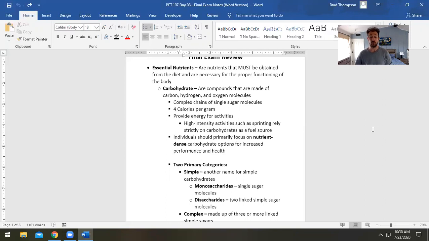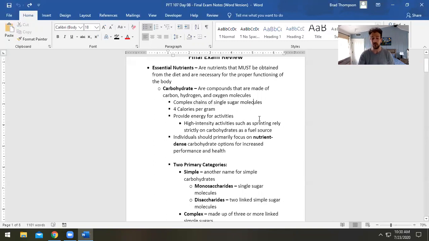So first, let's go ahead and start talking about carbohydrates, right? These are big compounds made of carbon, hydrogen, and oxygen molecules, all arranged in a variety of different shapes and sizes. And so when we break that down, when we say, what is a carbohydrate? It's a big complex chain of sugar molecules, right? It's all of these individual sugars that come together to form different shapes and sizes.